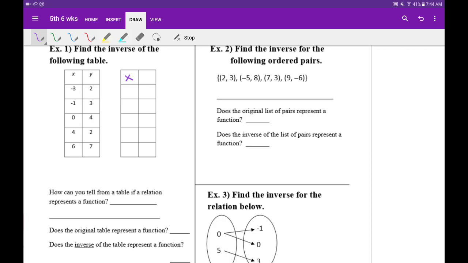So first column x, second column will be y inverse, and then for the -3, 2, we just swap places. So 2 would go in the x column, -3 will go in the y column. I'll continue to write, swap the columns, just like so.